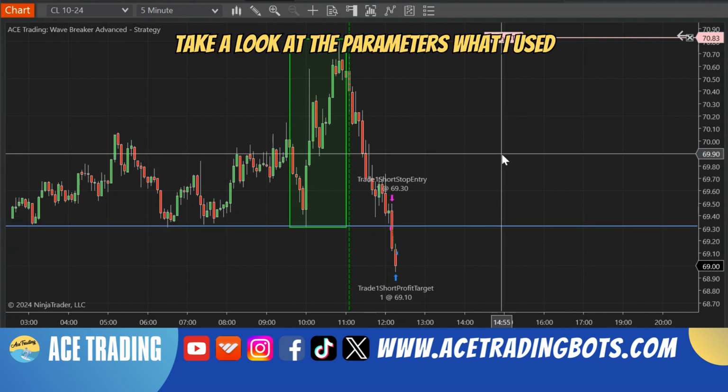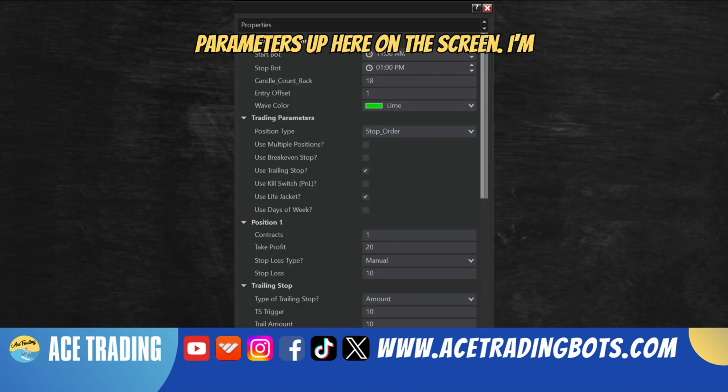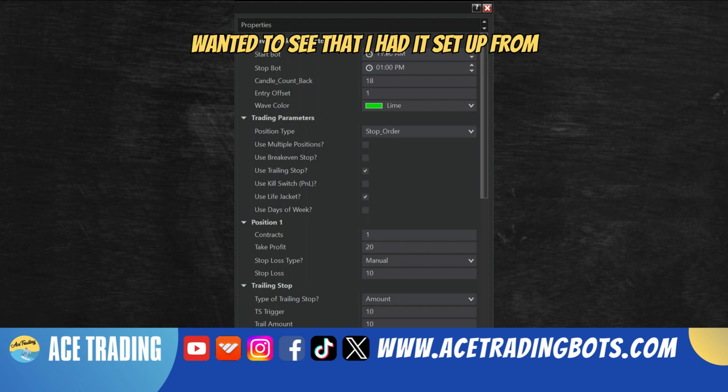So let's take a look at the parameters I used for that particular trade. You can see that I have the parameters up here on the screen. I'm going to talk about these in more detail in a moment, but I just wanted to show that I had it set up from 11 a.m. to 1 p.m. My candle count back was 18, entry offset was 1. I was using stop orders as my entrance style and using a trailing stop. I was setting a 20 tick TP and a 10 tick stop loss, and I trailed by the amount. So once it hit my trigger of 10 ticks, I was able to trail by 10 ticks and take my profit. Let me give you an example now of perhaps a different style of trade.